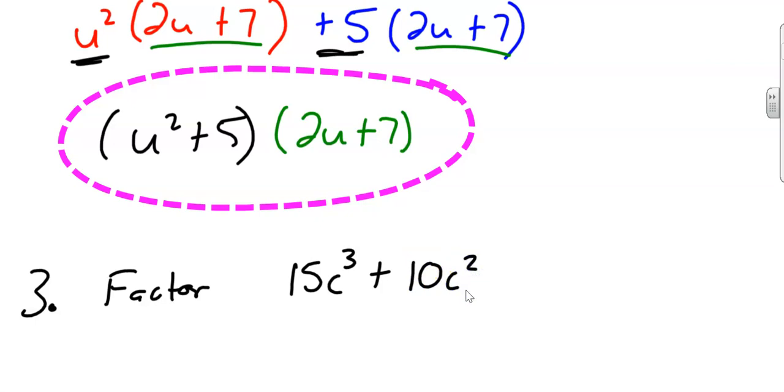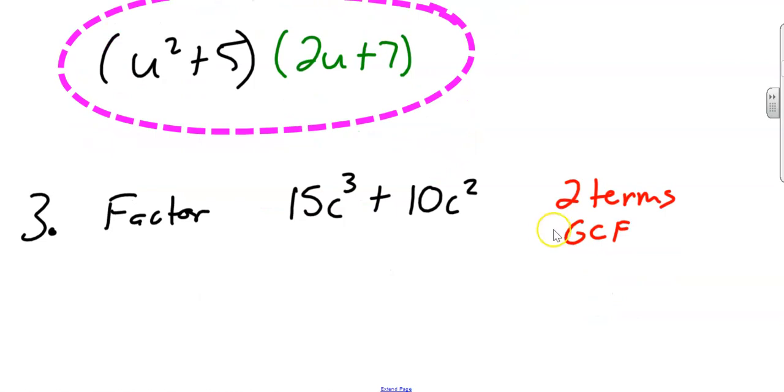Okay, number 3 is 15c to the 3rd plus 10c squared. And for that one, there's only 2 terms, and if you look on the list for the factoring part when you get 2 terms, the very first thing you always look for is a greatest common factor. Okay, 15 and 10, you can definitely divide those both by 5. You've got c cubed and c squared, so go ahead and take out c squared. So 15 divided by 5 would be 3. You take out 2 c's, you're left with 1 c. 10 divided by 5 is 2. We took both of them out.